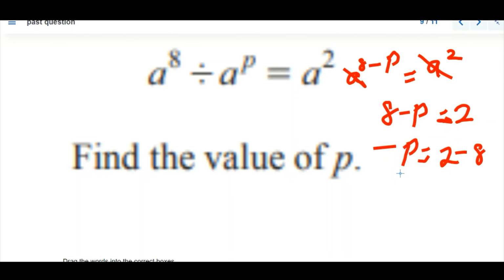Now since we have 2 minus 8, so it's going to be what? Minus p equals to 2 minus 8 is what? What will it give us? That is minus 6. So 2 minus 8 is minus 6. Since we have minus and minus, they can cancel each other. So our p is going to give us 6, and 6 is the final answer for that.